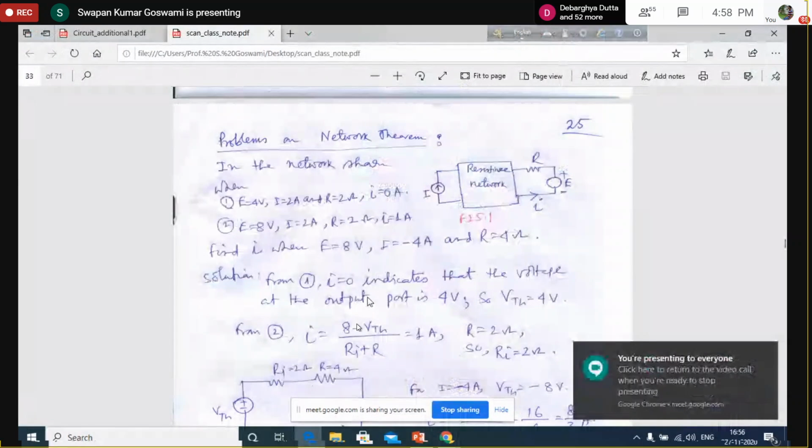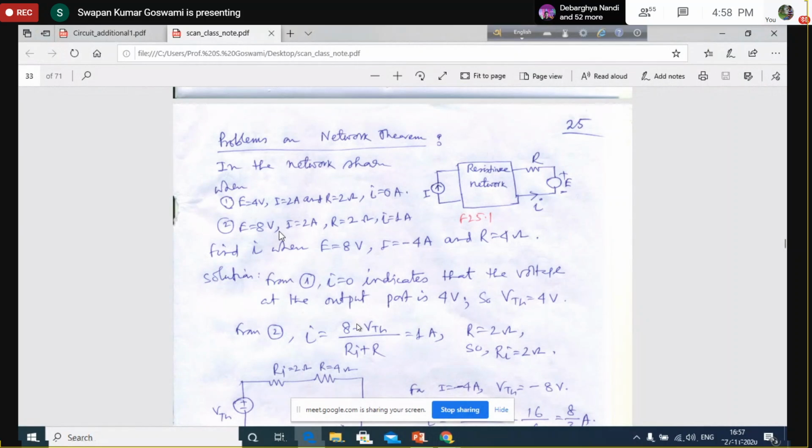Then, all right. So when you see condition 2, here E is 8 volt. This is 8 volt. I is 2 ampere and R equal to 2 ohms. I becomes now 1 ampere. From this condition, what can you determine? This is 8 volt. I remains 2 ampere. We have seen that from the first condition, when I was 2 ampere and R 2 ohms, then current was 0. Now also I remains 2 ampere.